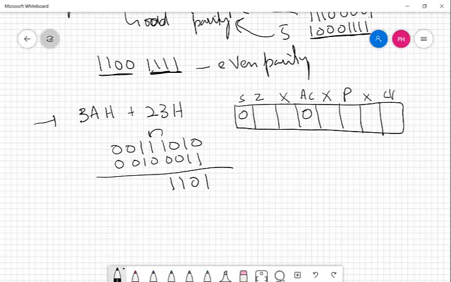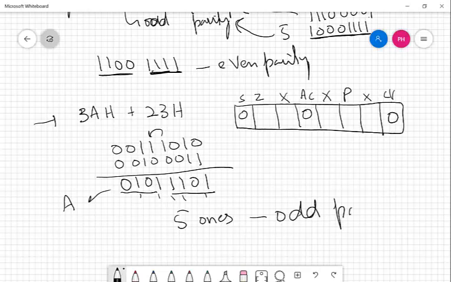And then let us continue with the addition, 1 1 1 10 0 0. I didn't get any carry, so that means this bit also will be 0. Now I will check for parity. How many ones are there? 1 2 3 4 5 ones in the accumulator. This result gets stored in the accumulator by default. 5 ones, so that means odd parity. And if there is an odd number of ones, then the parity bit will be 0.